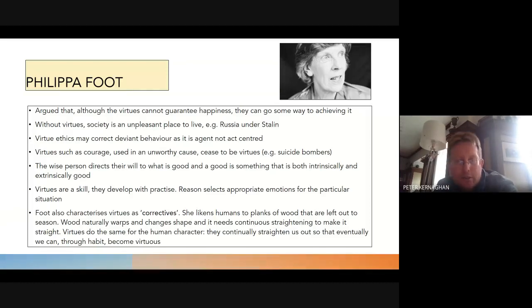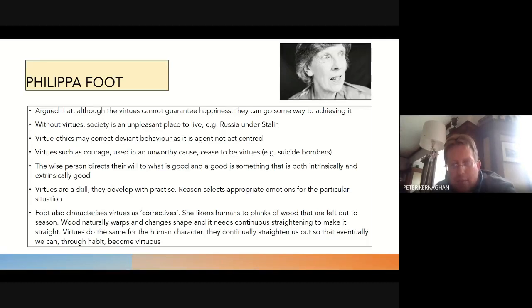The wise person directs their will to what is good, not just for themselves, but for wider society. And that means accepting there are things that are both intrinsically and extrinsically good. They're intrinsically good because they're good for yourself and good for society. So they're significant, not in a transcendent way, not intrinsically right in some sort of way, but because they're kind of universal. They're a feature of any given society. These are the virtues this society needs. They are the kind of skills of living in any particular society that develop with practice. They are linked with emotion. Philippa Foot talks a lot about emotion and the relevant emotions in particular situations. So she sees virtues as social correctives that societies need to function well.